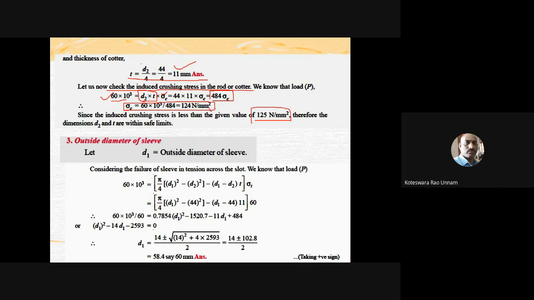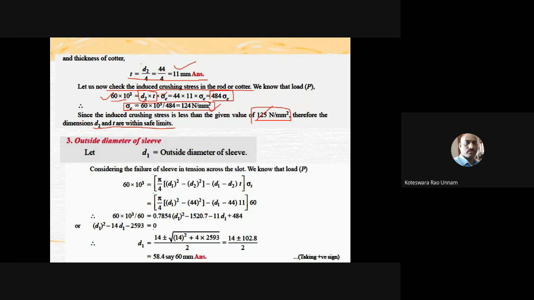Since this individual stress is less than this 125, you can say that our D2 and T are within the safe limits. That means whatever dimensions you calculated, D2 is 44 and T is 11 mm, they are safe, because with these two dimensions D2 and T, the individual crushing stress is less than the allowable stress. So we can say the design is safe.